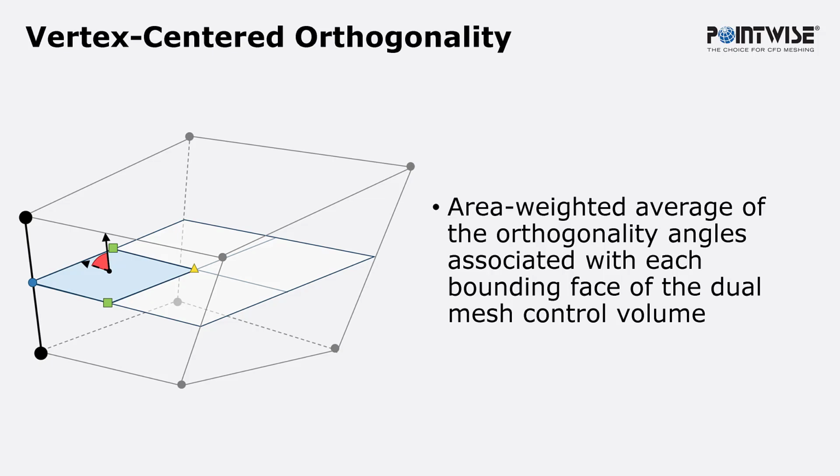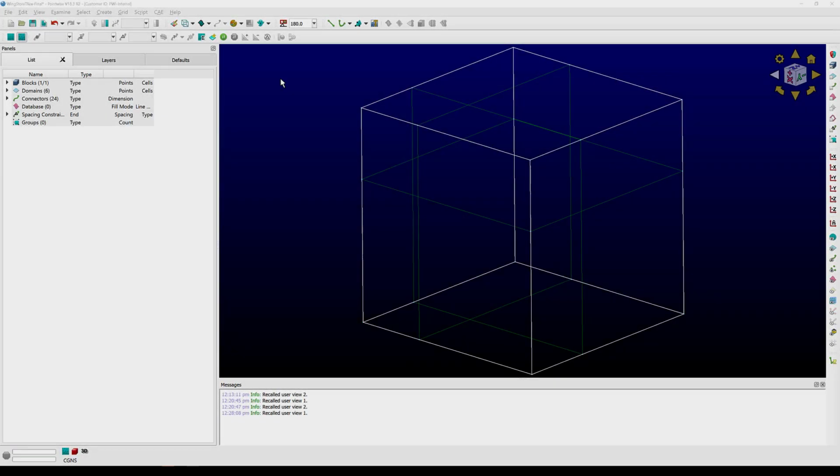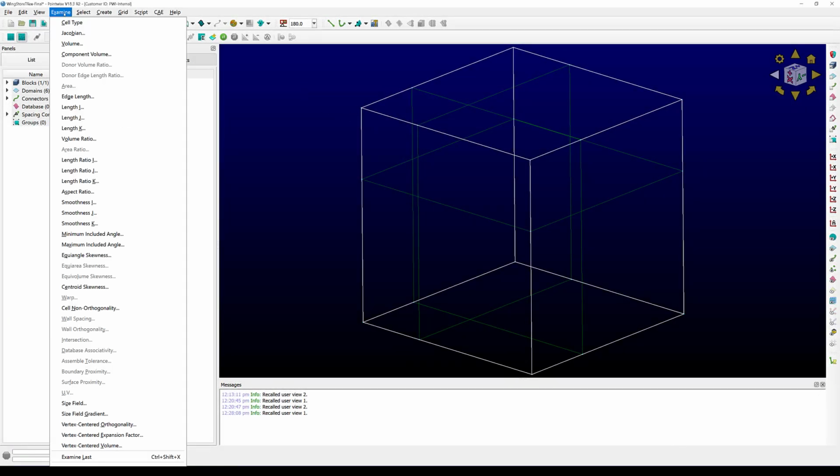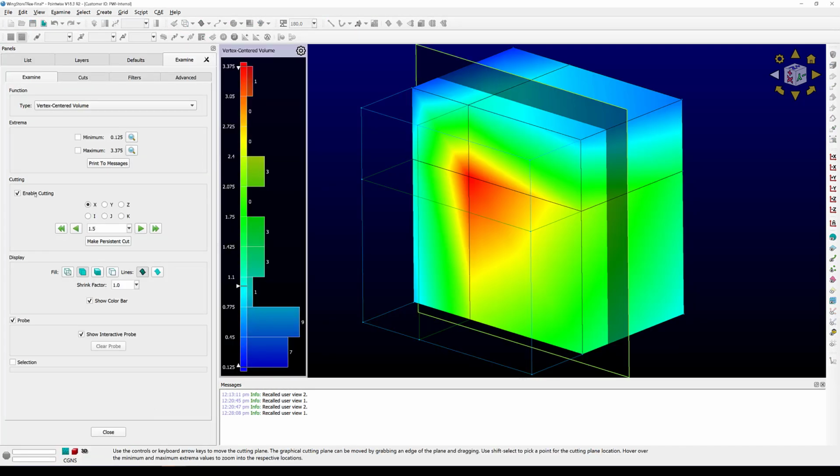Let's take a look at these metrics in Pointwise. Here we have a simple structure block. Let's take a look at the vertex-centered volume. We can see that the probe for the vertex-centered metrics is now showing the extent of the control volume instead of rendering the volume cells.